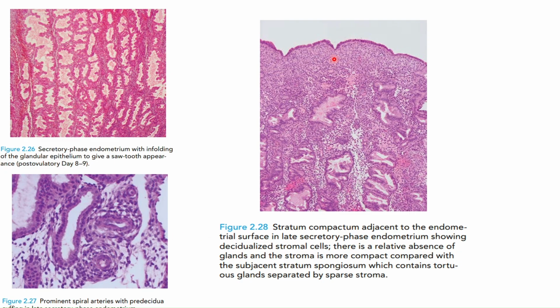Stratum compactum, you can see this is stratum functionalis, stratum compactum, mostly seen in late secretory phase. There is a relative absence of glands here in compactum, and stroma is compact, that's why it's called compactum. This is spongiosum, which contains tortuous gland and sparse stroma.